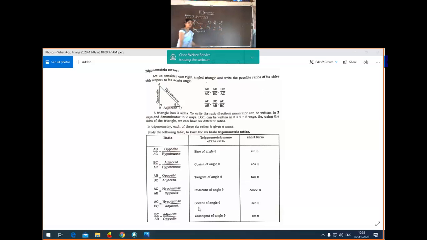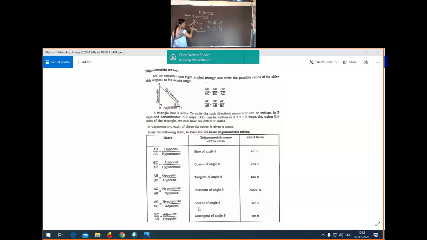So can you tell me one more ratio? Is it possible to give one more ratio for this? If you have one more ratio, you can raise your hands and I'll give the chance to speak. Just observe the figure. Can we try to write one more ratio in this figure?